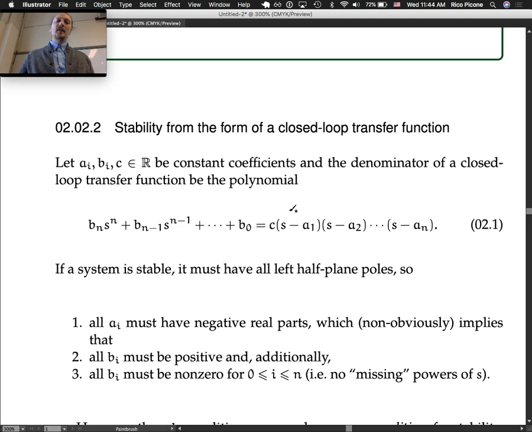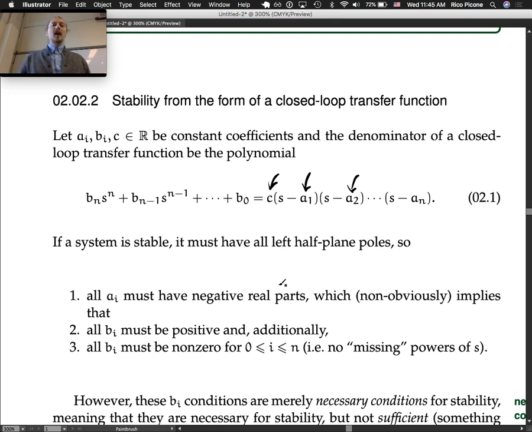And on the other side, we say, okay, we could factor this, right? We could factor this out. We would get all of these other coefficients, a1, a2, and then there might be some overall factor C that's out front. So these are two different ways you could write the denominator of a closed loop transfer function.